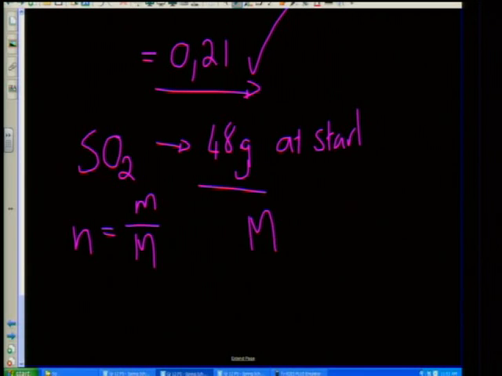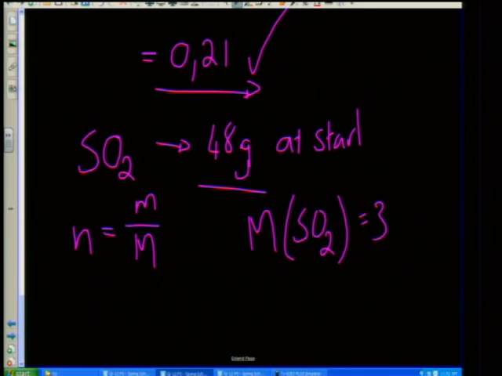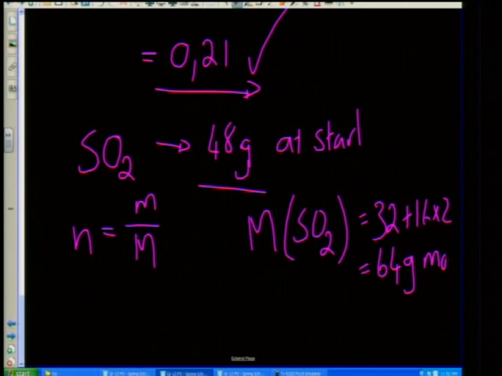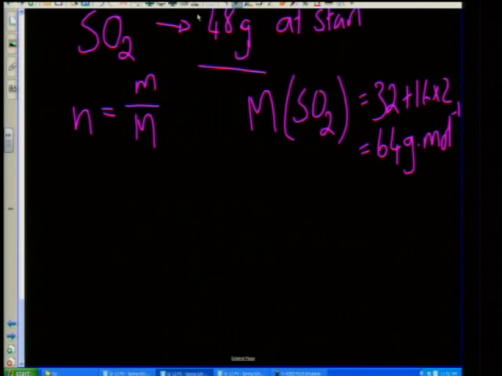Molar mass, look at the periodic table of SO2, and you'll see that sulfur is 32, oxygen is 16, and there are 2 oxygens, so it's 16 times 2. If you add those two together, you will get 32 plus 32 is 64. So that's the molar mass of SO2, 64 grams per mole. Were we given 1 mole? No, we weren't. We were only given 48 grams.